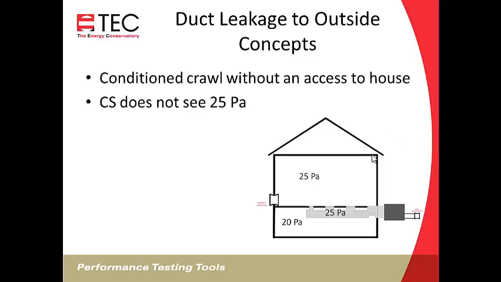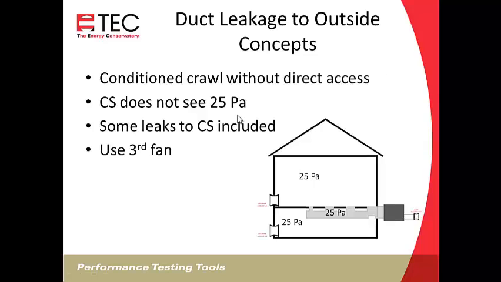And oftentimes, if there's no access to the house from that crawl space into the house, then the crawl space is not seeing 25 pascals of pressure. So some of the leaks into the crawl space end up being included as duct leaks to the outside, because we've got our house at 25 with respect to the outside, the ducts are at that same pressure, and the crawl space outside is only at 20. So we're seeing leaks from the higher pressure to low. Air will travel from high pressure to low pressure. So we're seeing some of those duct leaks show up as duct leaks to the outside, even though they're leaking into conditioned space.